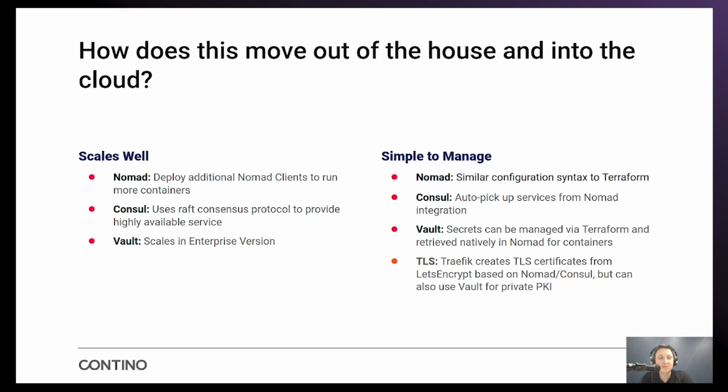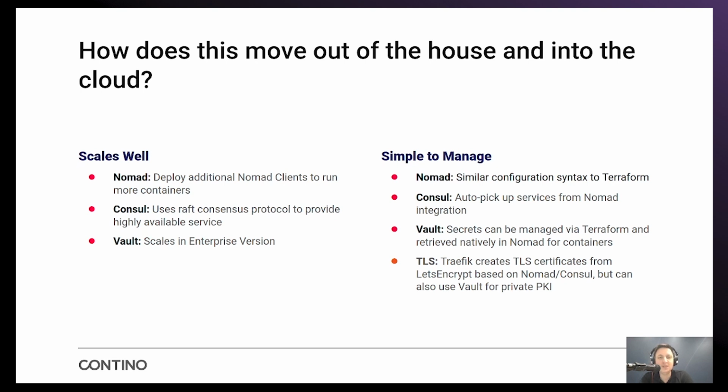Consul uses the Raft consensus to provide a highly available service. It's recommended that you run at least 3 Consul nodes, if not 5. Always run an odd number. There's many docs on how to scale out Consul, but that works really well. With Vault, the auto-scaling is built into the enterprise version. You can have active, passive Vault, but doing the replication of the data can be challenging with the open source, but it is possible.